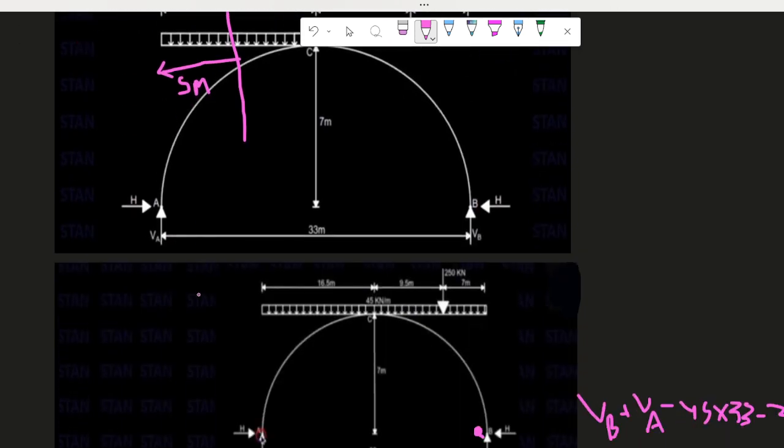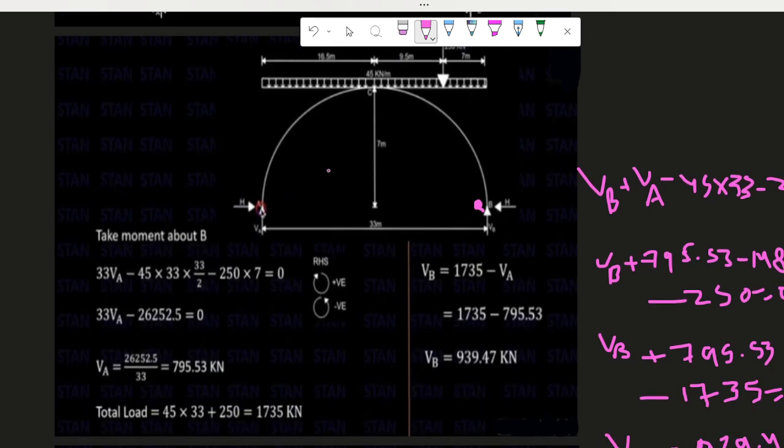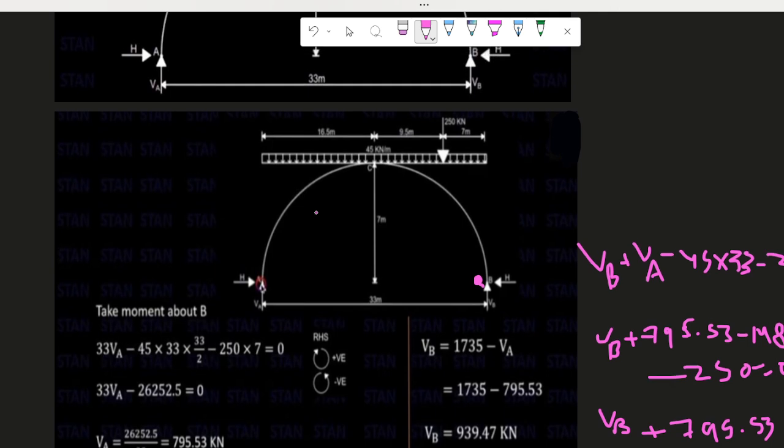Let's see it one by one. The arch is considered here. Before solving the problem, we assume the sign convention: clockwise moment is positive and anti-clockwise moment is negative. Now apply moments at B. Moment equals load times perpendicular distance.